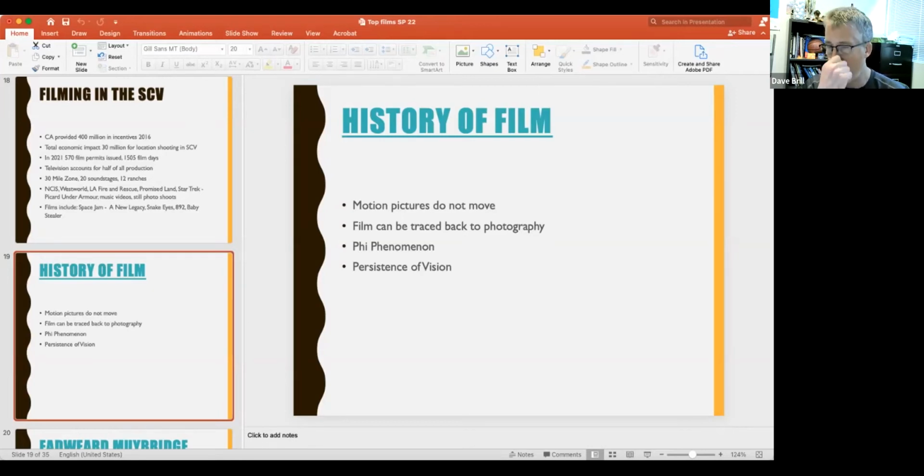One way to think about that is, remember when you were a kid and you saw a flip book, where there was a little cartoon character, and if you flip the pages really quickly, the cartoon character moves.